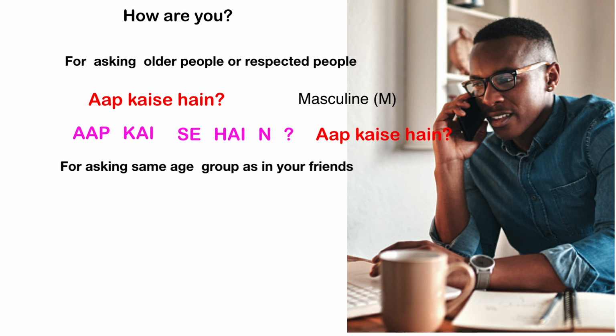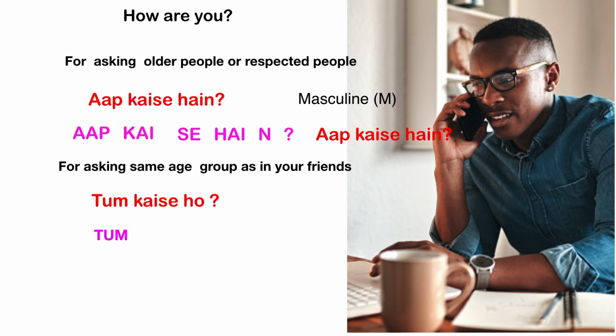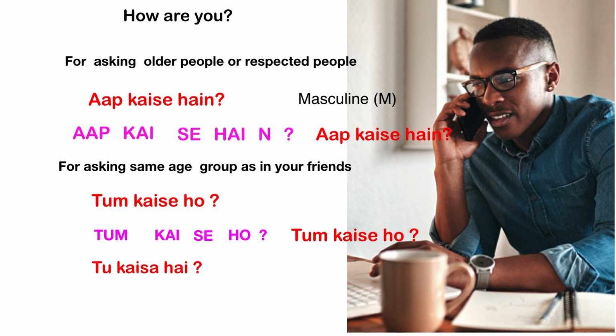Now, if you're asking the same age group, your friends, or it is intimate, you would say, tum kaise ho? How are you? There's another one you use, tu kaisa hai? It's singular. Tu is used when you are referring to a very close friend, or someone related to you in a very intimate way. So you can use tu kaisa hai?